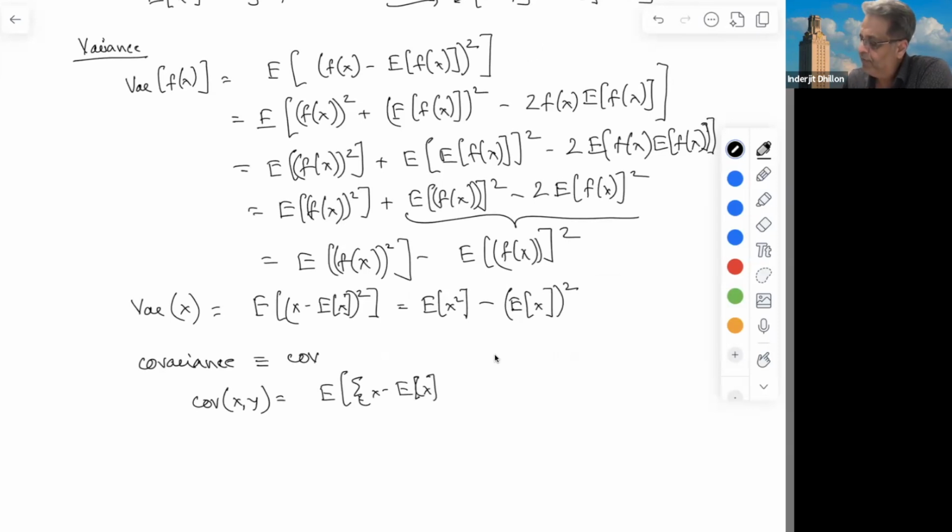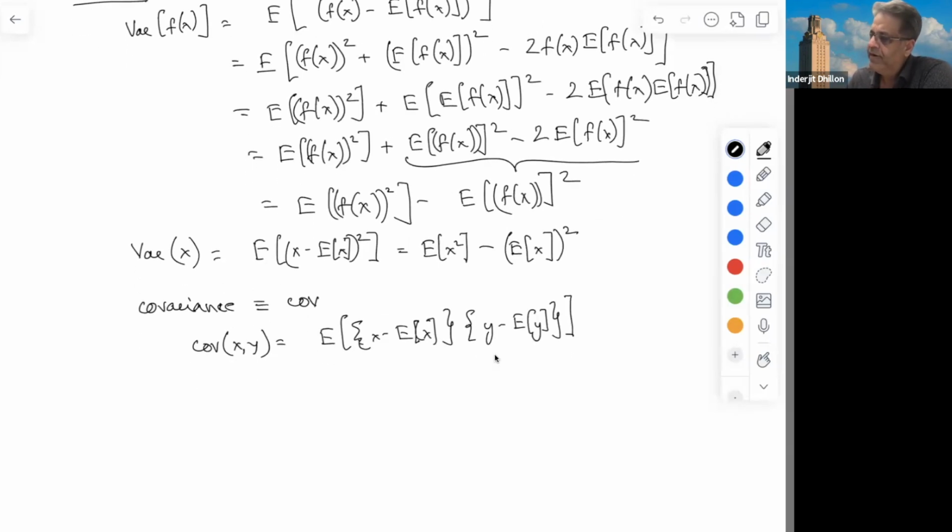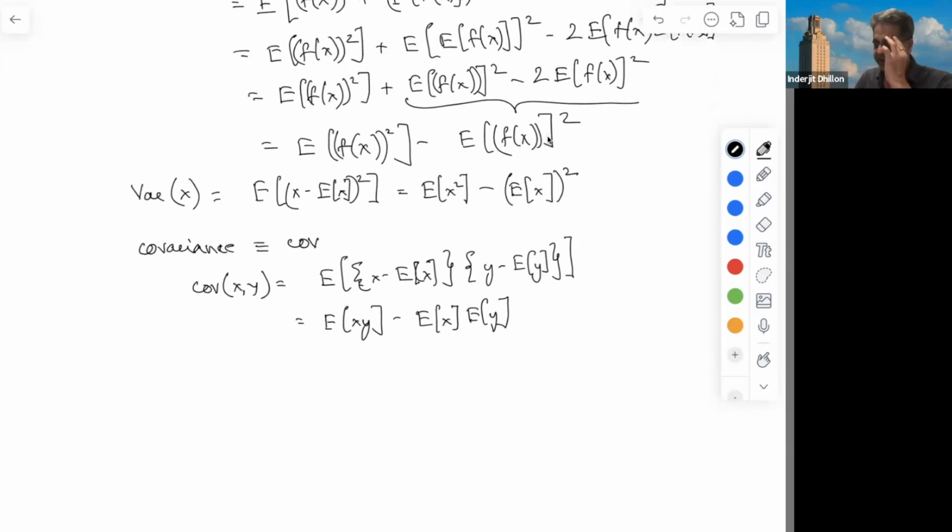Sorry, let me be a little careful. Times y minus expectation of y. Then if you go through a similar exercise as before, what you will find is that this is expectation of xy minus expectation of x times expectation of y. So covariance of x with itself is just going to be the variance. And that's what you'll get: expectation of x squared minus expectation of x whole squared. And that is if x equals y.